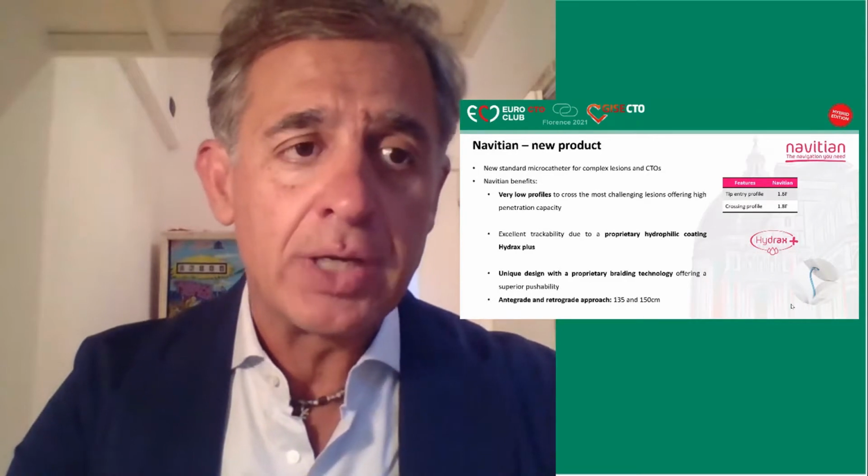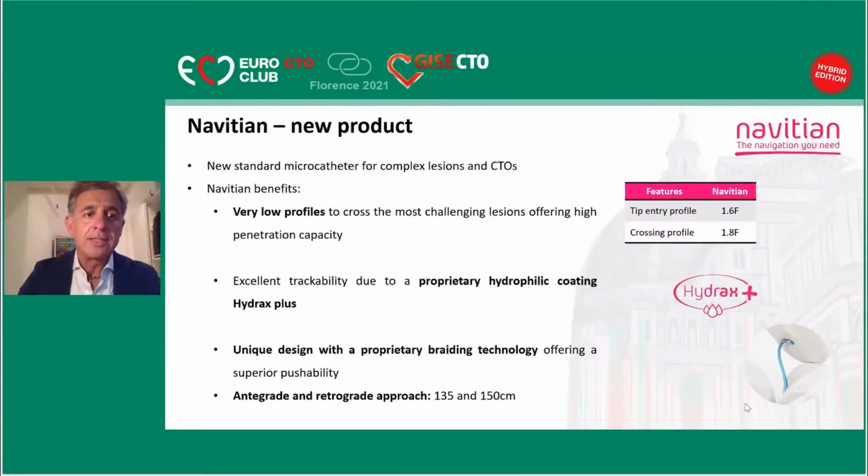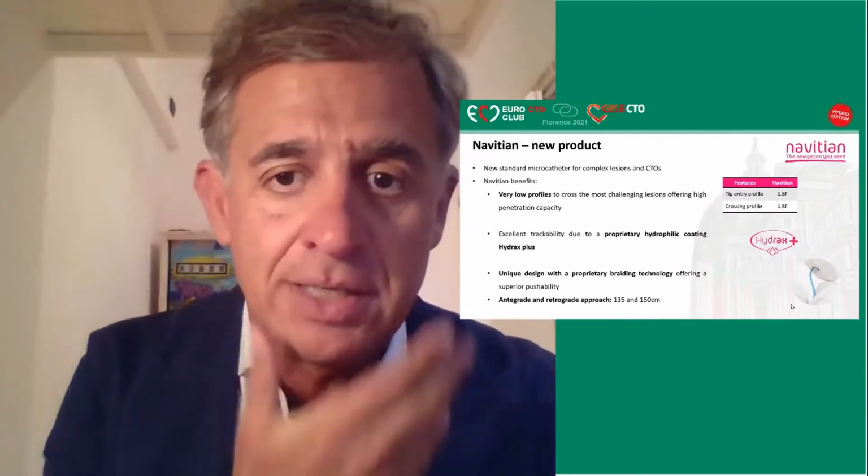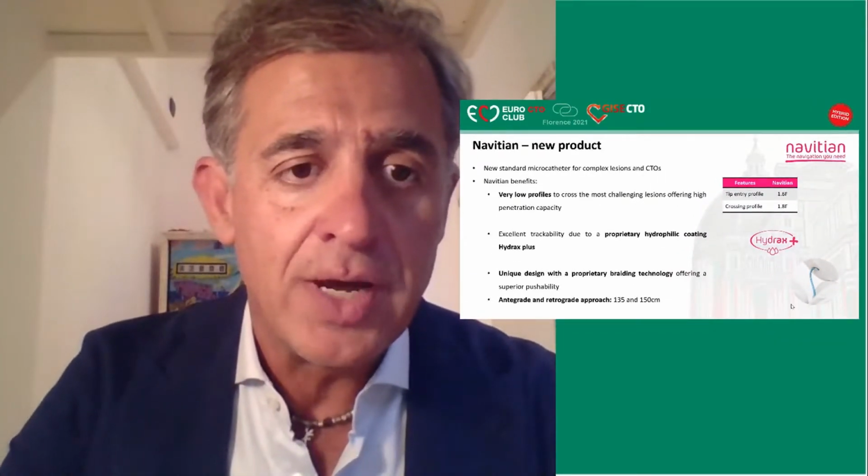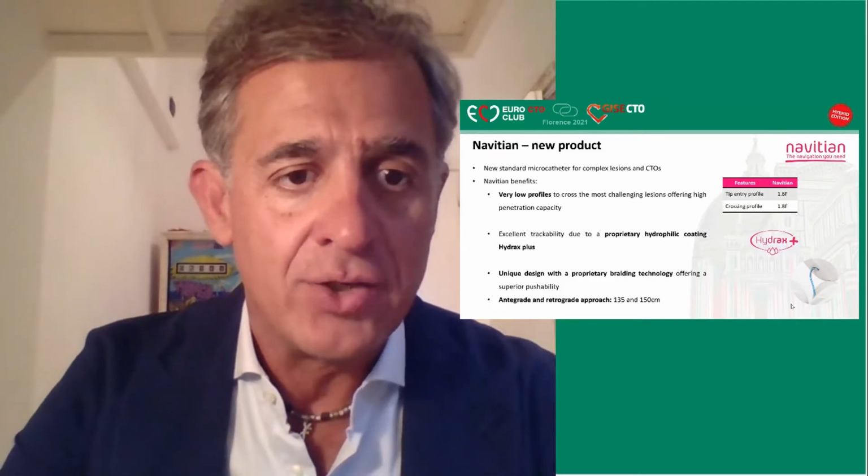The idea was to use the Navition microcatheter. It is a new product useful for treatment of CTO PCI. We have two lengths of this microcatheter, one for antegrade and one for retrograde. It has some interesting features, and the first one is that the Navition has a very low profile to cross the most challenging lesion. The tip entry profile is 1.76 French, and the crossing profile is 1.8 French.